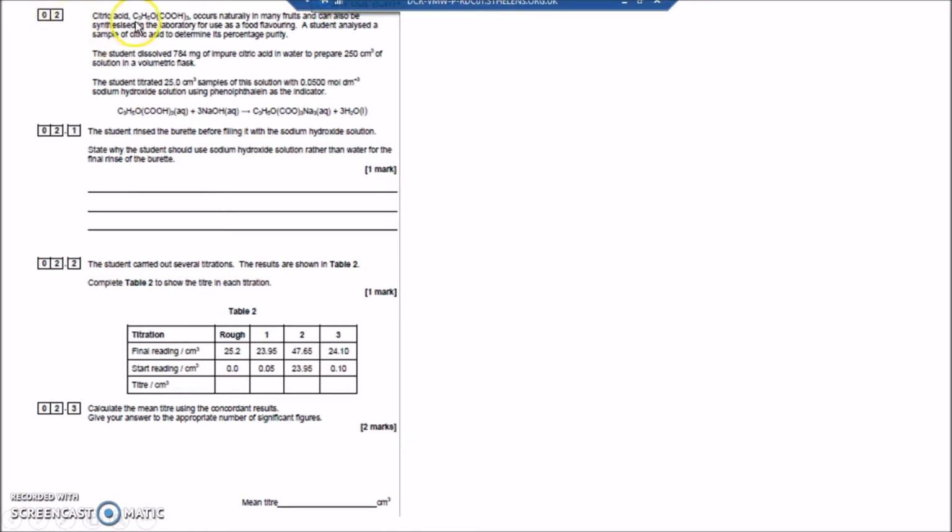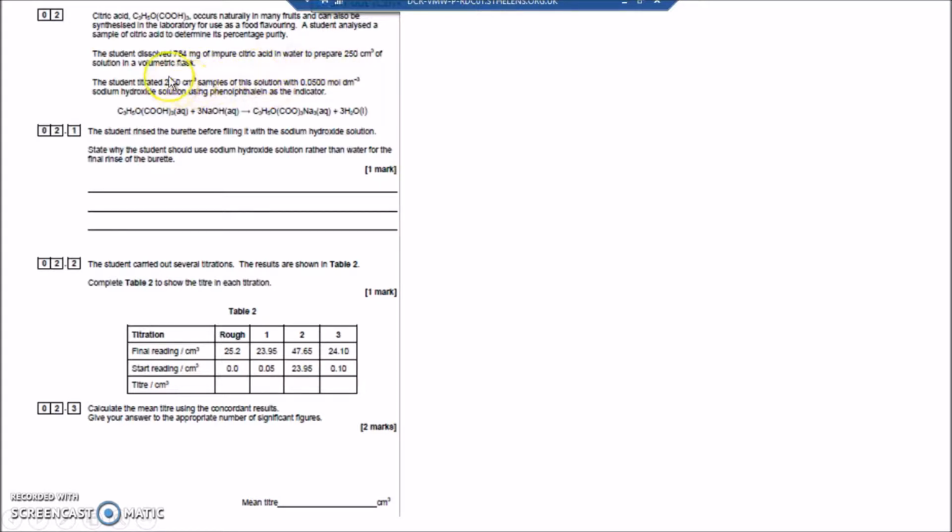So let's have a look at question 2. We've got citric acid in fruits. A student analysed the citric acid to determine its purity. The student dissolved 784 milligrams of citric acid in water, prepared 250 centimeters cubed of solution in a volumetric flask, and titrated 25 centimeter samples of this.